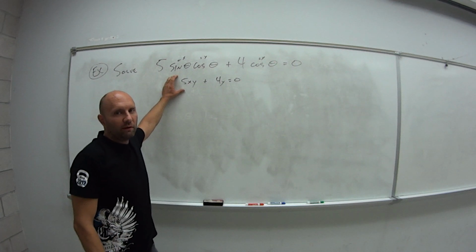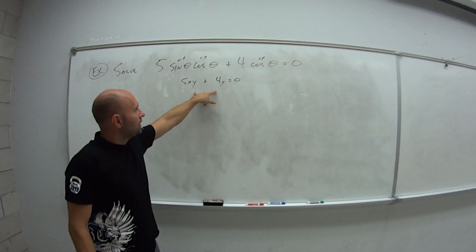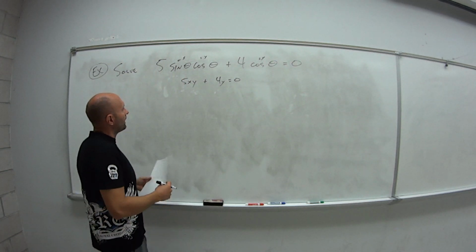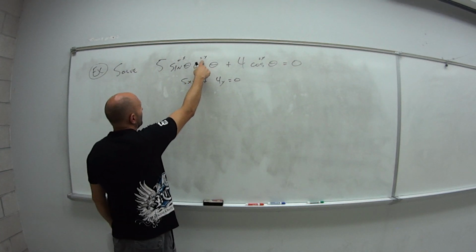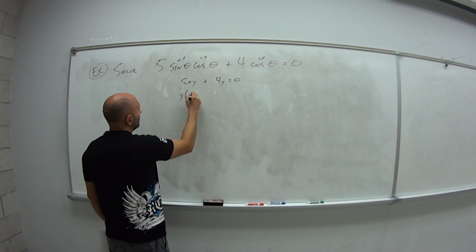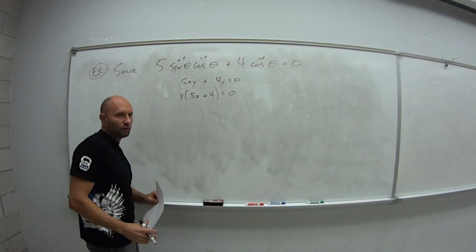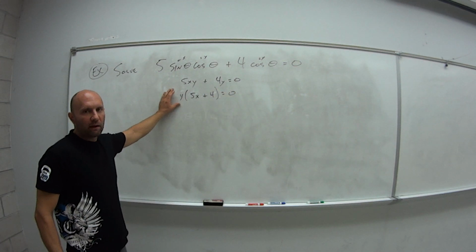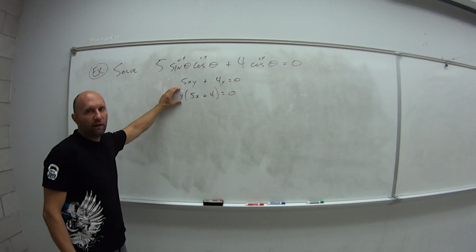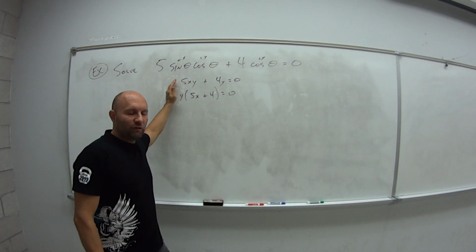Now you can probably see what you have to do. Well, the only thing you can do in this equation is factor out a y. And our y is the cosine. So if I factor out y, what do I get? 5x plus 4 is equal to 0. Now you got to go back and put in the sine theta, cosine theta, so you get the equation that you need.